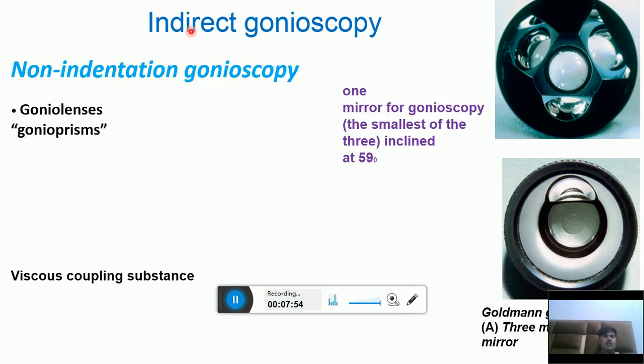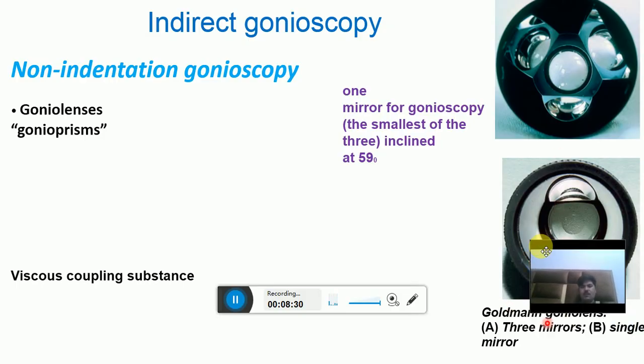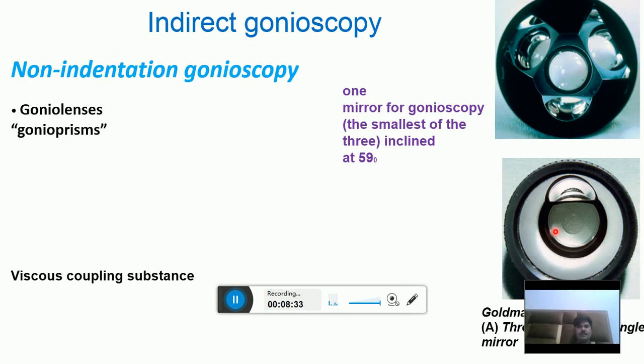So first we will talk about indirect gonioscopy, in which there are two types: non-indentation and indentation. For non-indentation gonioscopy, the gonio lens is the classic Goldmann lens. It consists of 3 mirrors, one of which is specifically for gonioscopy, and some gonio lenses have 1, 2 or 4 mirrors. Here you can see a single mirror lens. These are 1, 2 and 3.